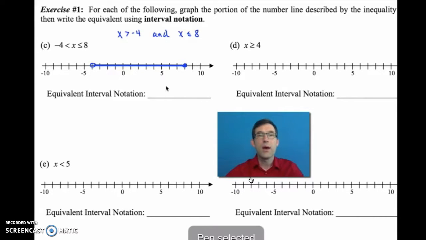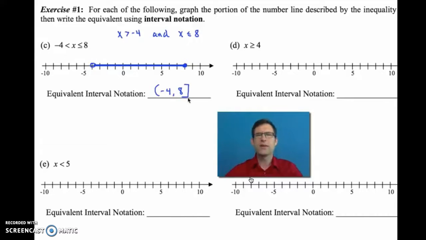Okay? Now watch how consistent the interval notation is. -4 is where we start, 8 is where we stop. We're not including the -4, so we have a parentheses. We are including the 8, so we have a bracket. There it is. So we're just talking about chunks of a number line, sets of continuous real numbers that go, in this case, from -4 to +8, not including the -4, but including the 8.